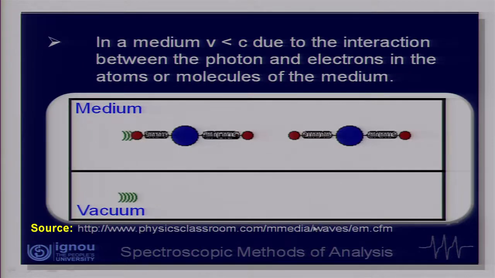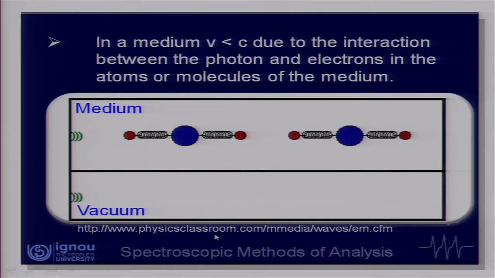Look at this animation. So, what do we see here? When the radiation was passing through the medium, it had to interact with the constituents of the medium, that is the molecules, whereas in vacuum it just passes through straight. So, it moves faster in vacuum than in the medium, and this animation is credited to the given source.